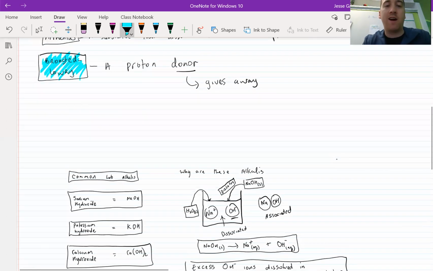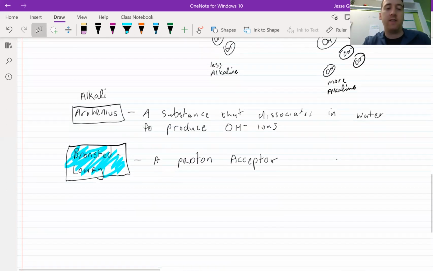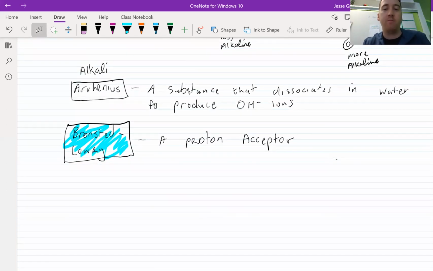All right, so let's now add our definitions of Bronsted-Lowry acid and base to the definitions that you took down for Arrhenius, and make sure you have them clearly distinguished. Which ones are Bronsted-Lowry, which ones are Arrhenius? Take them down now. There's the acid, and there is the Bronsted-Lowry base or alkali.